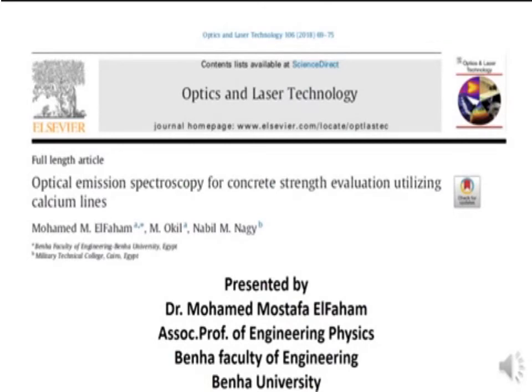Bismillah ar-Rahman ar-Rahim. I will speak about a full-length article named Optical Emission Spectroscopy for Concrete Strength Evaluation Utilizing Calcium Lines, published in Optics and Laser Technology. The authors are Dr. Muhammad Mustafa Al-Faham, Mr. Muhammad Aqil, and Dr. Nabil Nagi. Presented by Dr. Muhammad Mustafa Al-Faham, Associate Prof of Engineering Physics, Banha Faculty of Engineering, Banha University.